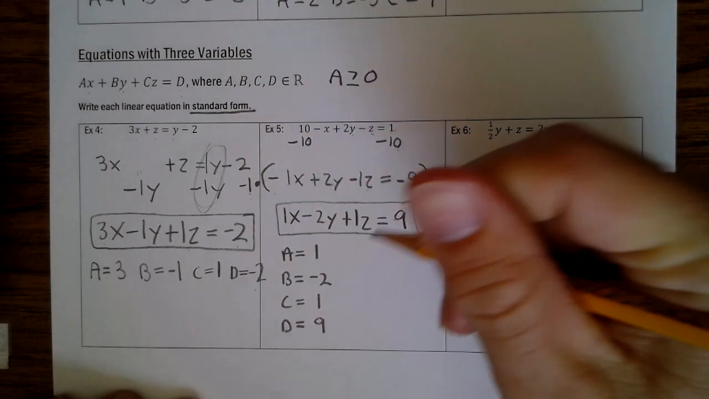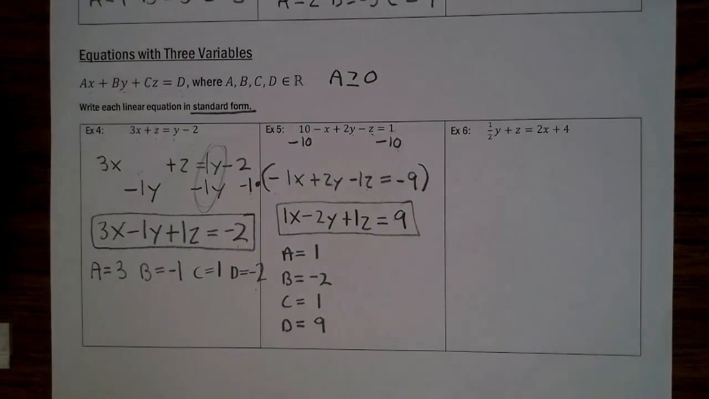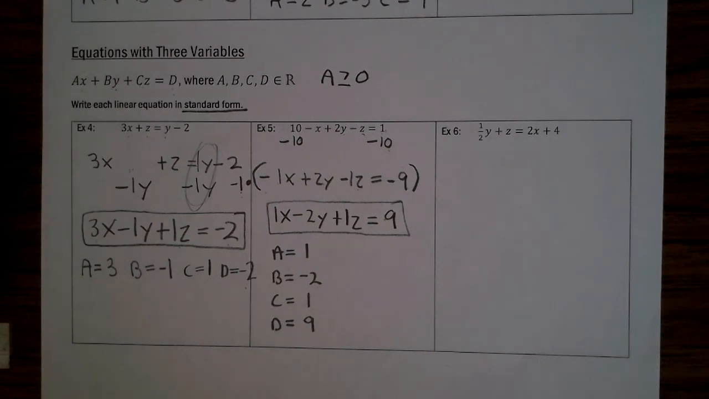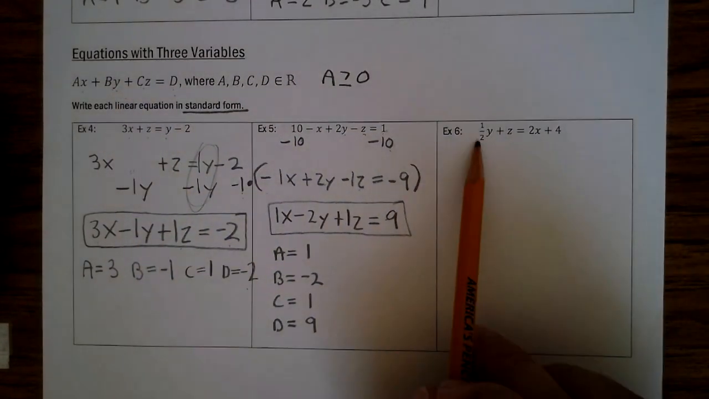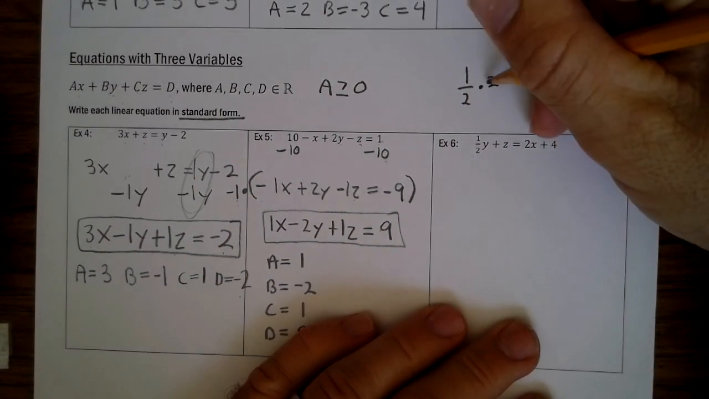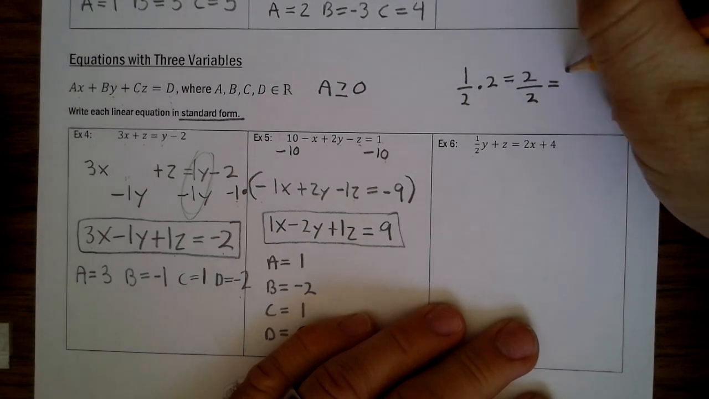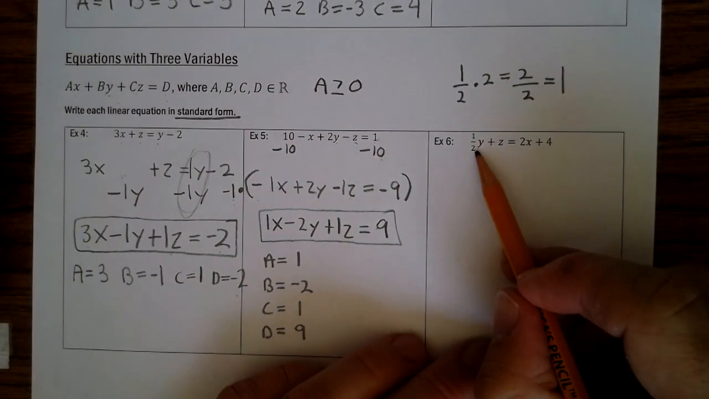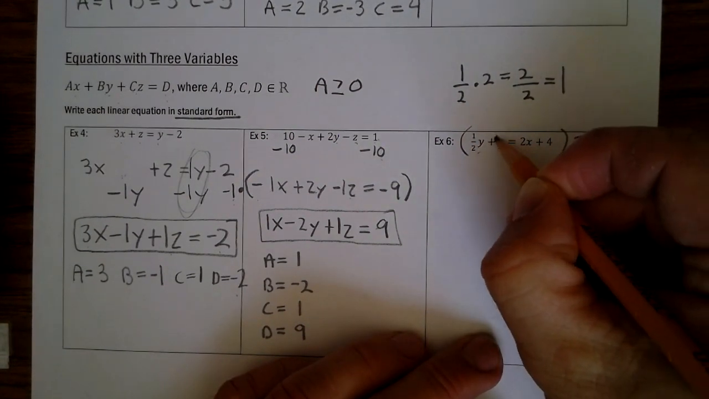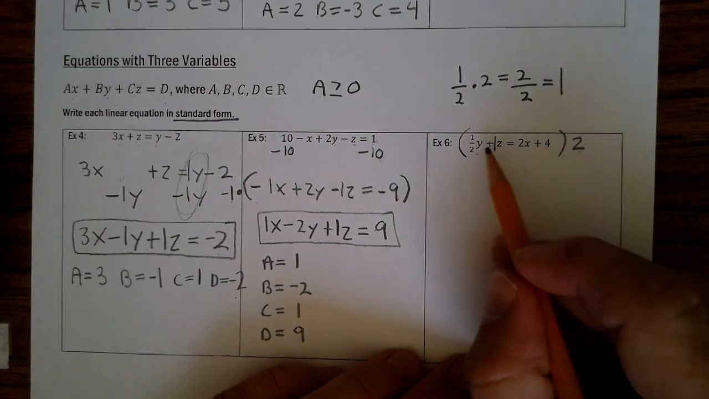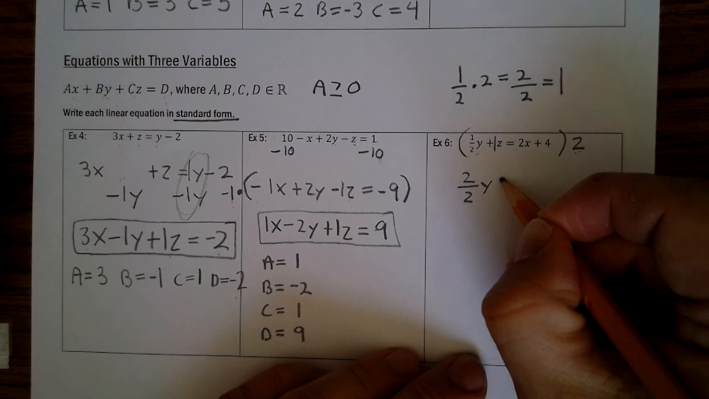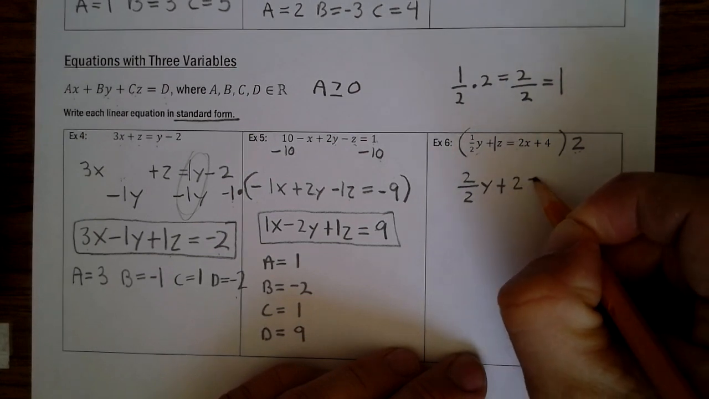All right, example 6. All right, so again, you can't have a fraction. And let's look at it. If we multiply 1/2 times 2, we get 2 times 1 is 2 divided by 2, which is 1. So we know we need to multiply this by 2, but because of equality, we need to multiply everything by 2. So 2 times 1/2 is 2 divided by 2y. 2 times 1 is plus 2z equals 2 times 2 is 4x plus 2 times 4 is 8.